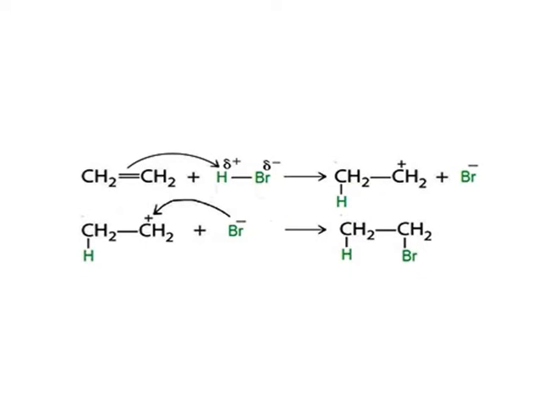Number 1, electrophilic addition reaction. Here, in the first step of the reaction, the electrophile is added to the multiple bond and generates a carbocation intermediate. In the second stage of the reaction, a nucleophile adds to the cationic intermediate. For example, the addition of hydrogen bromide to ethene takes place by electrophilic addition mechanism.